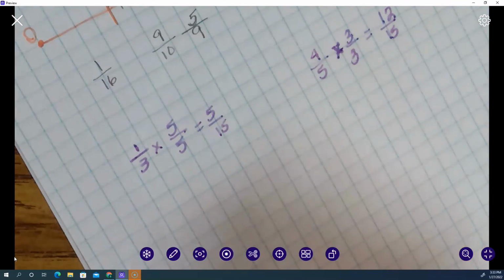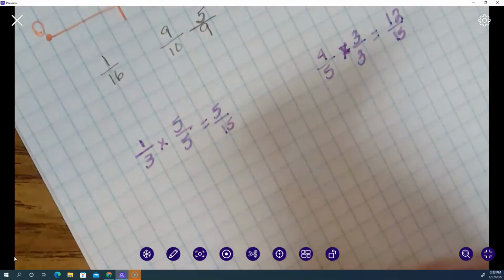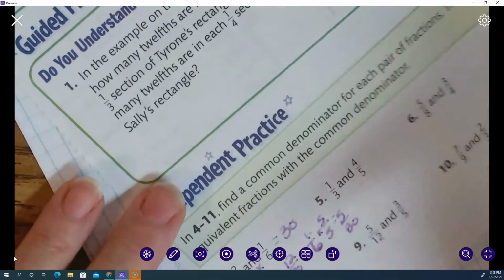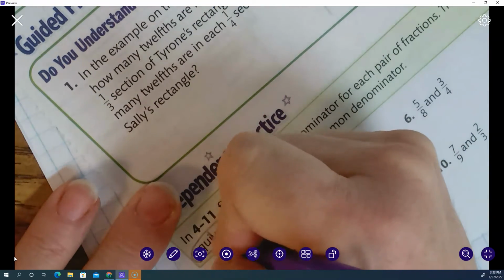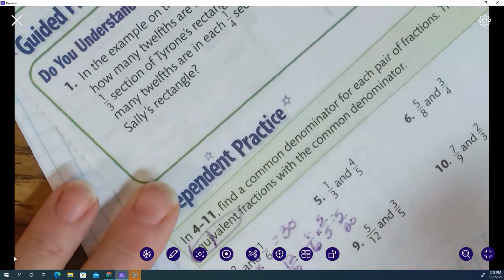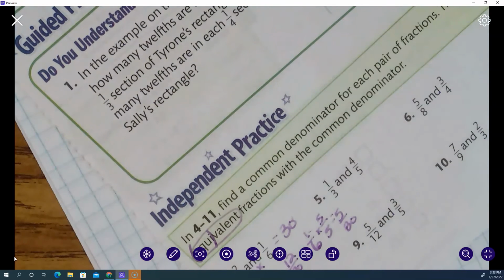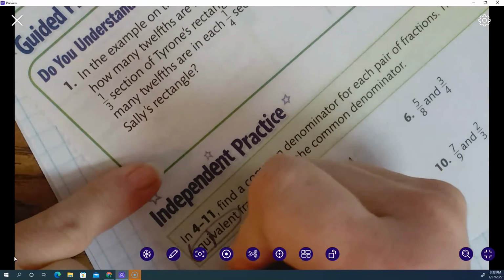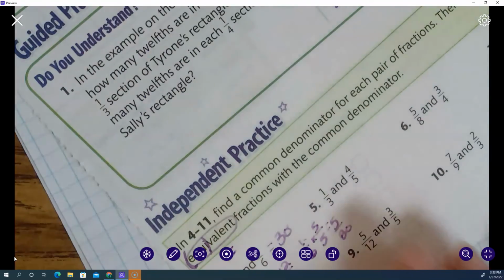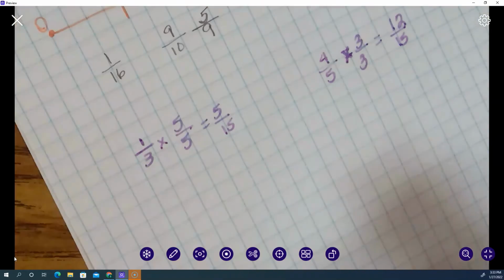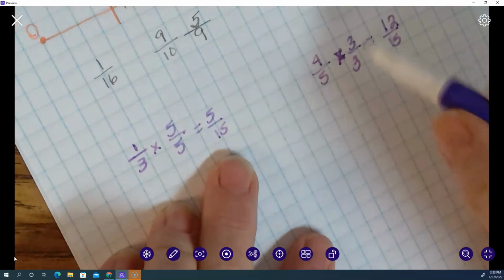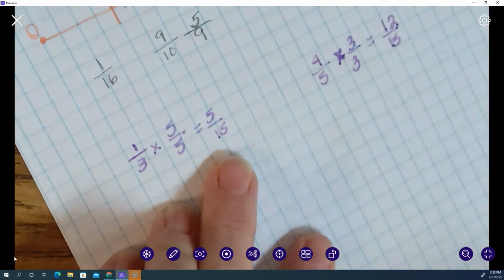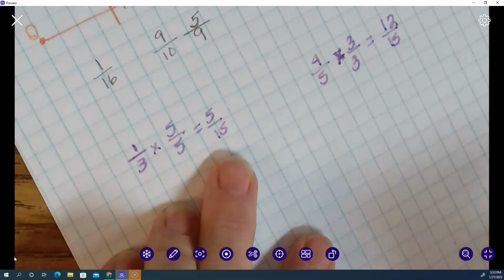And that word equivalent, I want to look at it real quickly. Equivalent. What if I just did this part? E-Q-U-I. What does that sound like? Yeah, it sounds like the word equal. So that means they're equal. They're the same. It names the same number. So 1/3 is the same as 5/15. 4/5 is the same as 12/15.